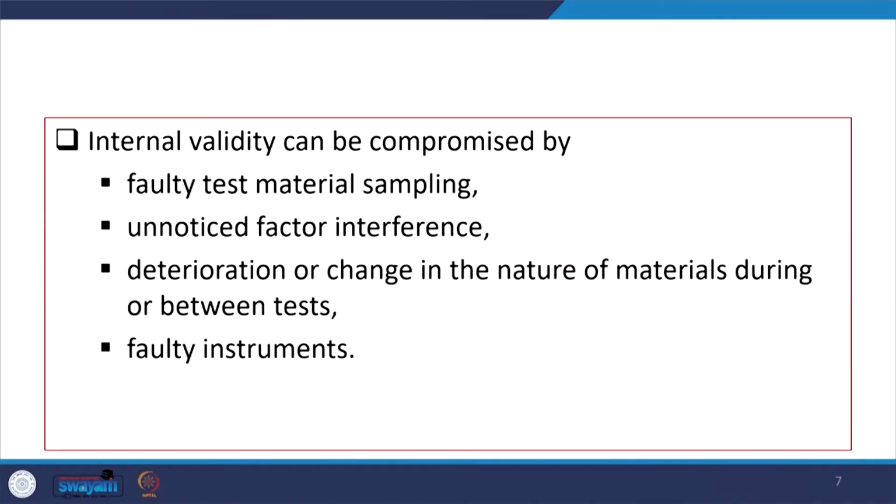Internal validity can be compromised by faulty test material sampling, unnoticed factor interference, deterioration or change in the nature of materials during or between tests, and faulty instruments. So, out of any of the indicators, there might be more other factors as well, but these actually refer to internal validity.